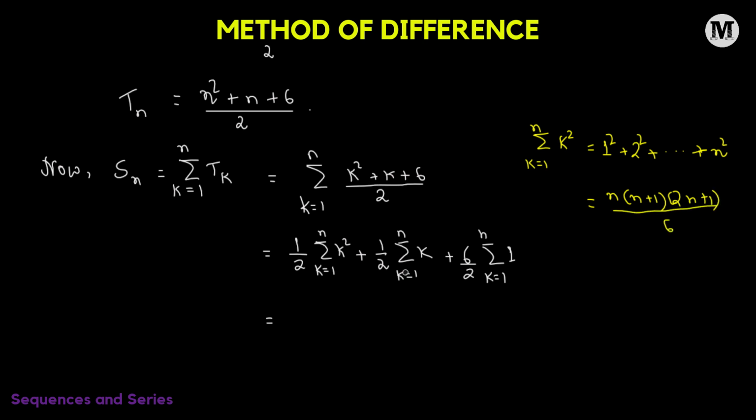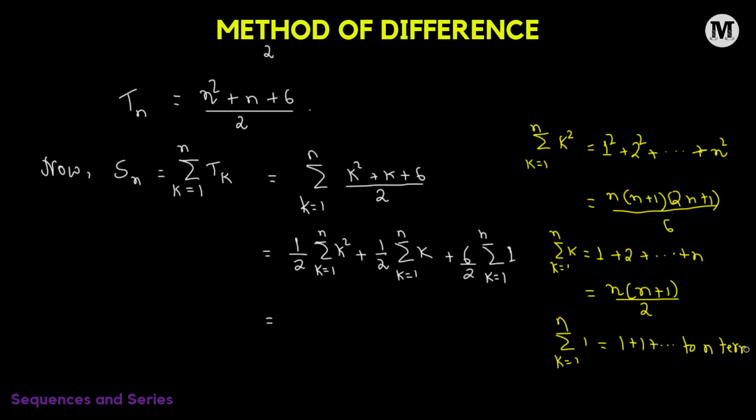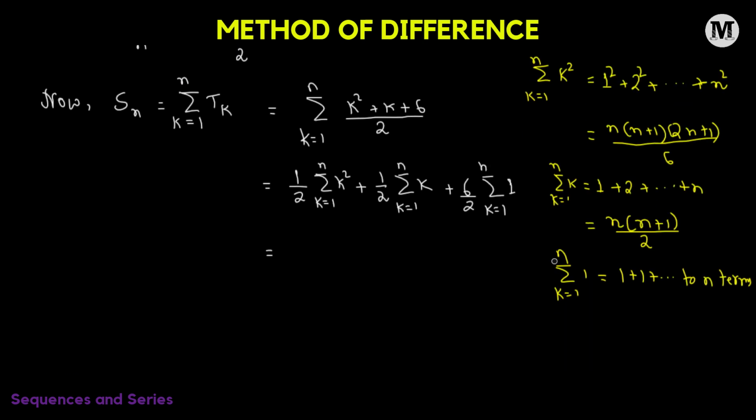Okay, now for the second sum, we have summation of k with k going from 1 to n. So here, this simply represents the sum of the first n natural numbers. Now, the sum of the first n natural numbers is given by n multiplied to (n plus 1), whole divided by 2. And then finally, we have summation of 1 with k running from 1 to n. So this simply means we have 1 added to itself n number of times, which in other words means we have 1 multiplied to n, which gives us n.